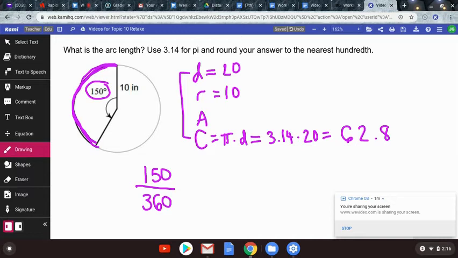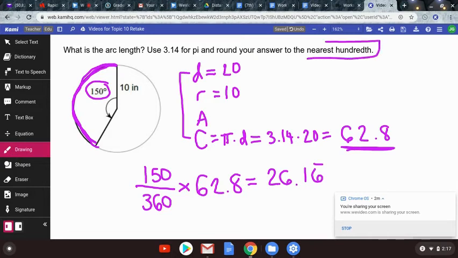So to find the arc length, I'm going to take 150 over 360 and multiply it by the circumference, 62.8. So I use that fraction button on my calculator, 150 over 360 times 62.8. And I got 26.16 with a hat. This is to round to the nearest hundredth.